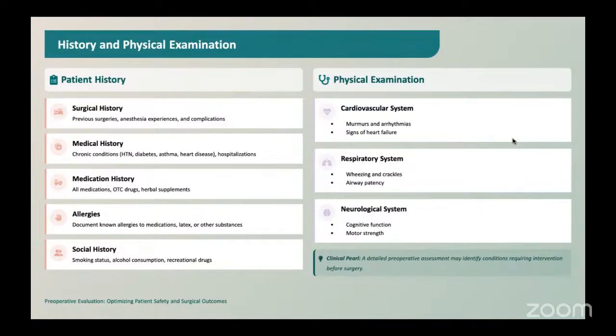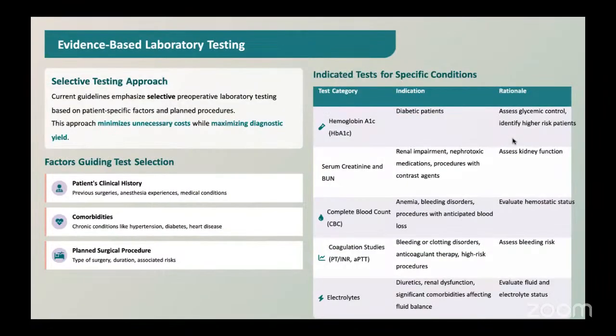Physical examination: the cardiovascular system. We look into whether the patient has any murmurs, arrhythmia, or any signs of heart failure. Also, for the respiratory system, we see if the patient has any wheezing, crackles, or any airway patency issues. Neurological: we assess the cognitive function and the motor strength. A detailed preoperative assessment may identify conditions that require intervention before surgery.